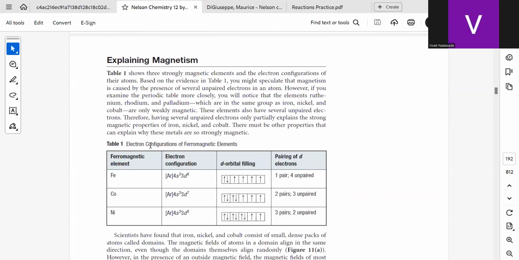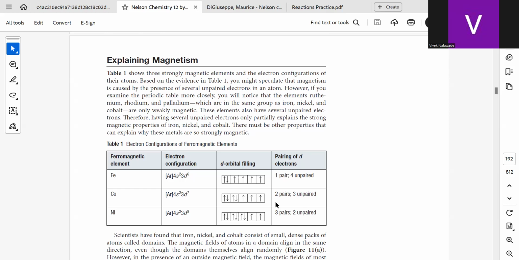Okay, now let us talk about magnetism. Iron has four unpaired electrons, cobalt has three unpaired electrons, and nickel has two unpaired electrons.